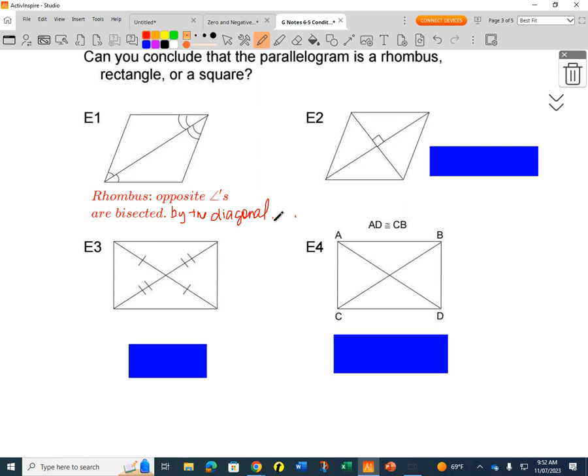So the diagonals are perpendicular. That's what that little box is telling us, right? It's telling us when those two diagonals intersect, it creates a right angle. If it creates one right angle, we know all 4 are right angles. So we know that this is a rhombus, like Hannah just said, because the diagonals are perpendicular.